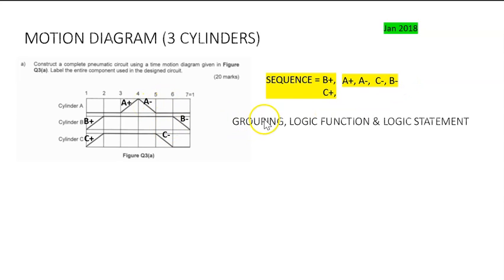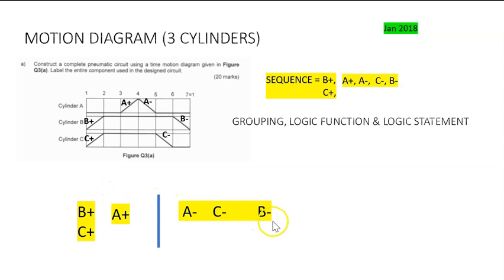All right. So now we're going to do the grouping, logic function, and logic statement. Remember, for grouping, we are only allowed to have one letter per group. So B, C, A is one group, and then A, C, B is one group. Name the lines here as E1, E2, this is group 1, this is group 2, and then we need to have the ST, the start button, and we're going to do the logic function.